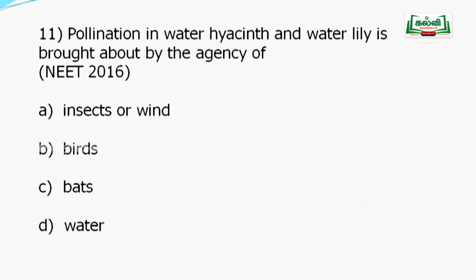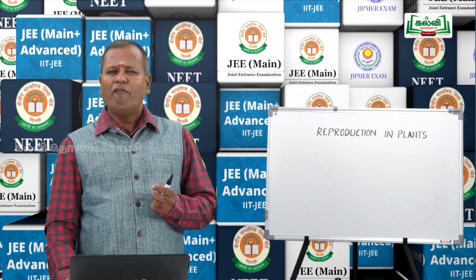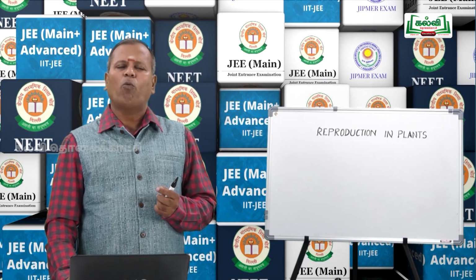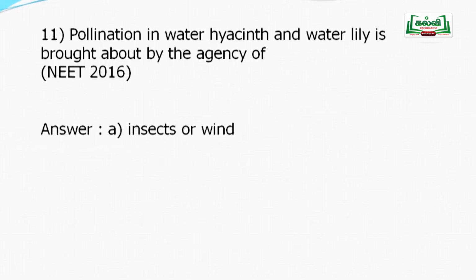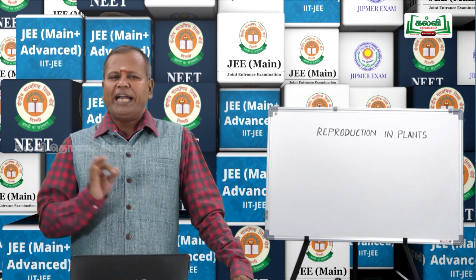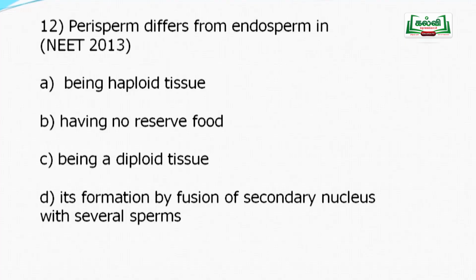The correct answer for the question is option A, insects or wind pollination takes place in water hyacinth and water lily. See the answer, option A. Then question number 12, perisperm differs from endosperm in.